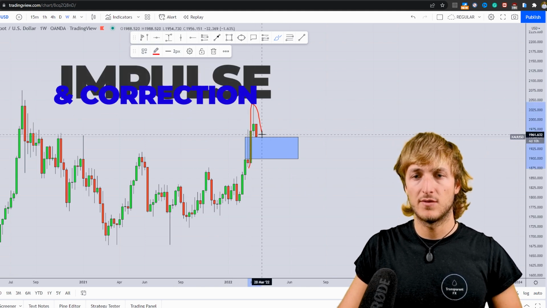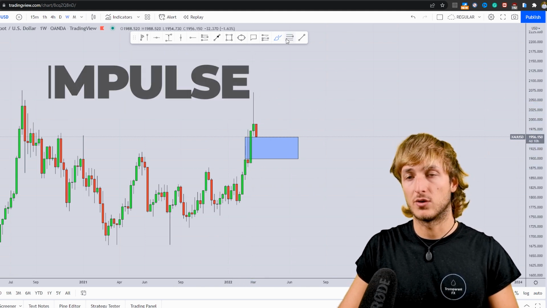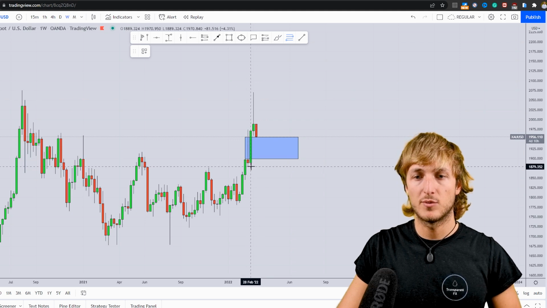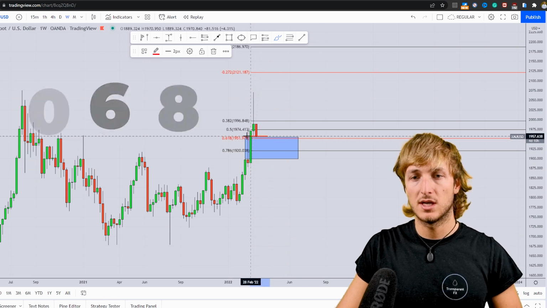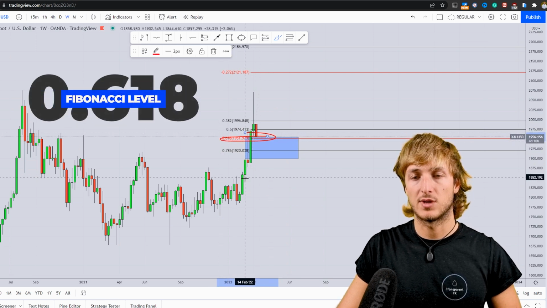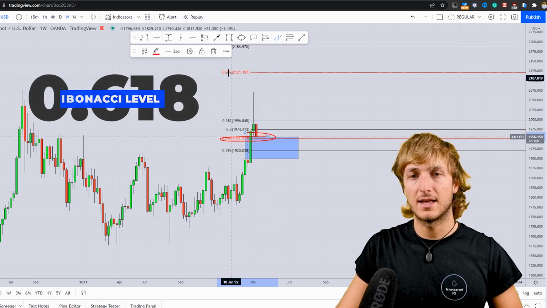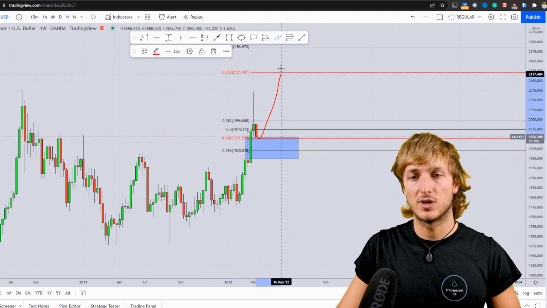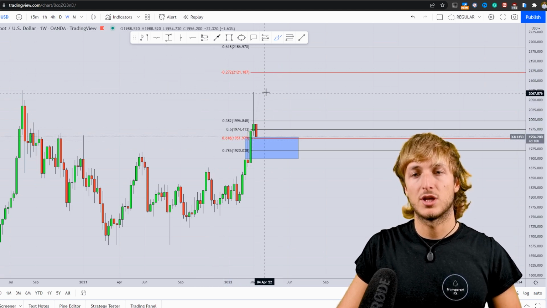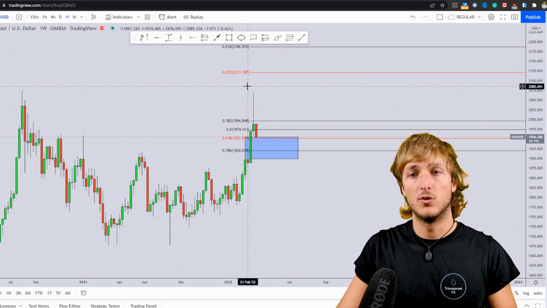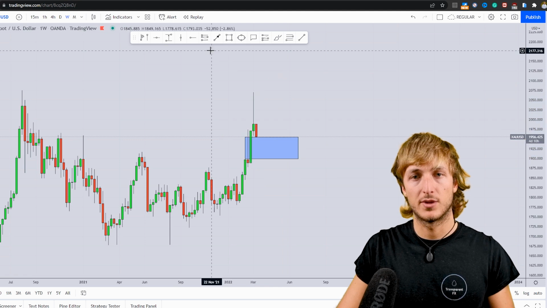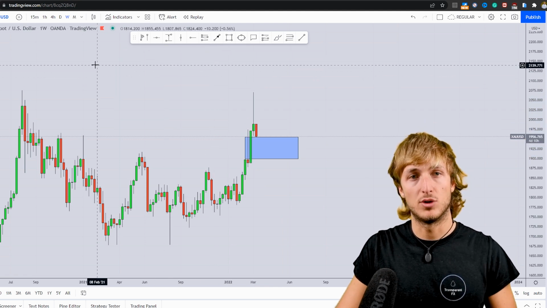Now, in general, when you have an impulse, if you want to measure the correction, what you have to do is take your Fibonacci from the low to the high of the impulse. And if we do that, we can see how we have a perfect 0.618 Fibonacci retracement lining up exactly at this area that we do expect the market to test and then potentially to reject to the upside and for the market to print a new weekly higher high. So here, everything seems pretty bullish.